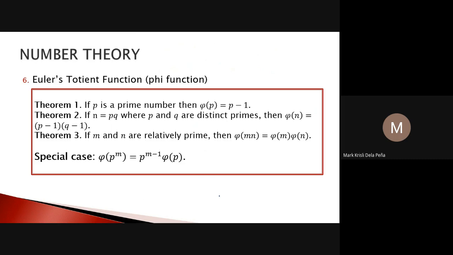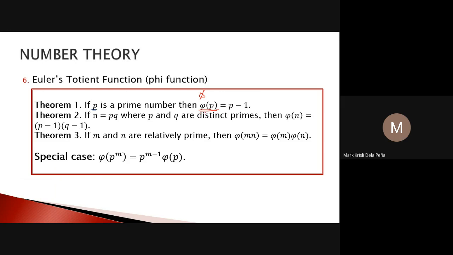Now, there are many formulas. I have seen other formulas in getting the totient function of a number, but for this discussion, we will just follow these theorems. For example, if we want to get the number of integers relatively prime to p, and p is a prime number, then the formula is just this one. The totient function of p, so this is phi of p. This is the lowercase phi. The uppercase is this one.